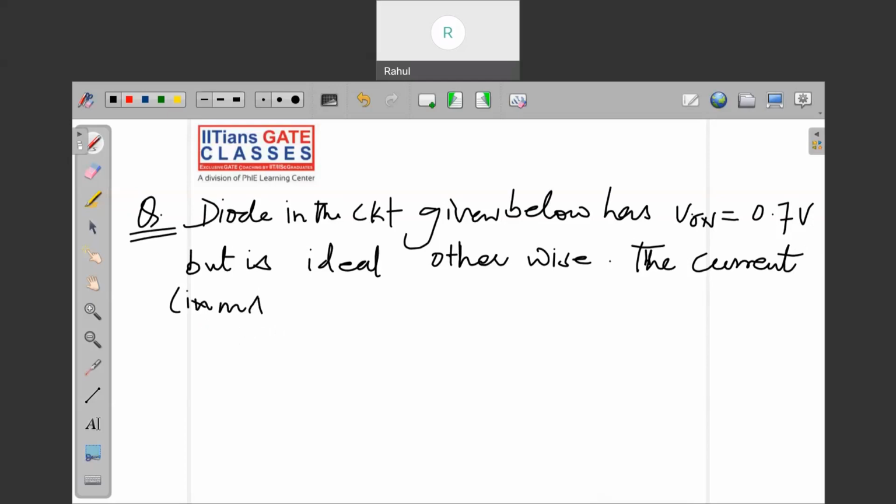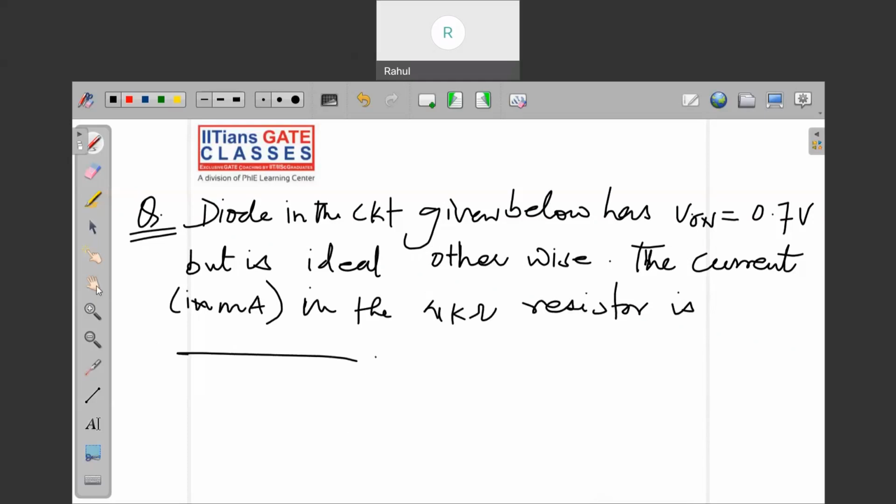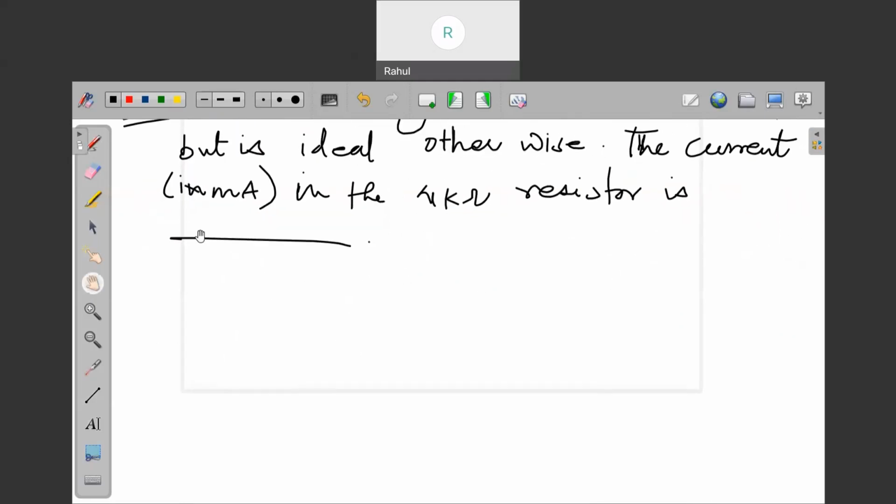Very good problem. The moment you see the problem, you can solve. The current in the 4K ohm resistor. Okay, so this is the problem, and here is the circuit. So let me draw the circuit. The circuit shown here is like this.